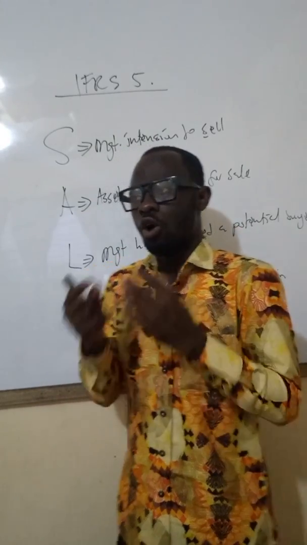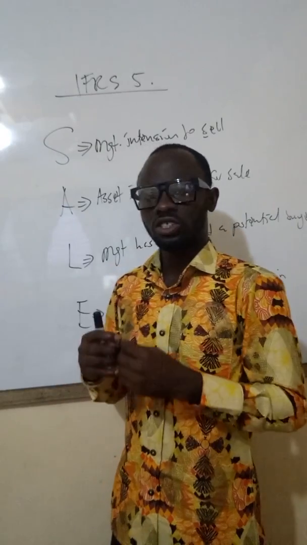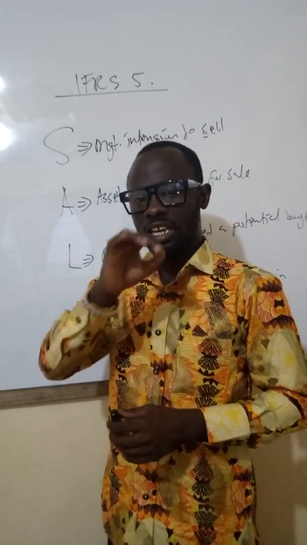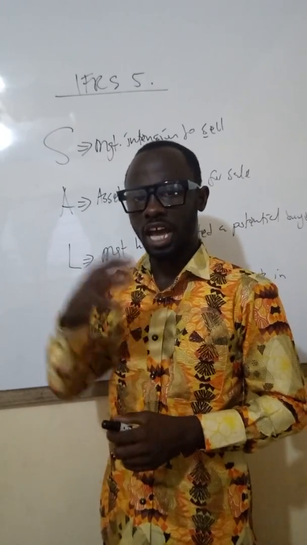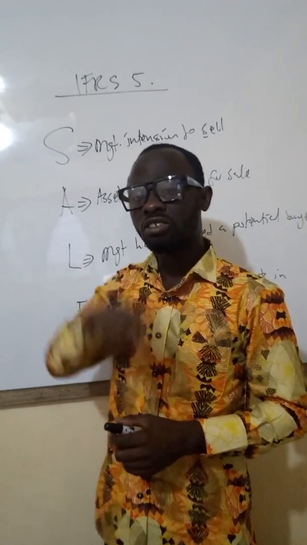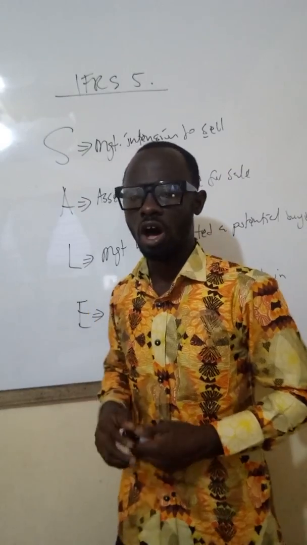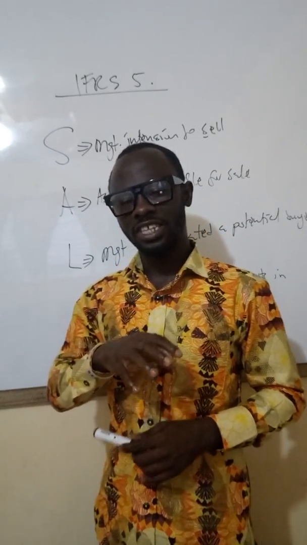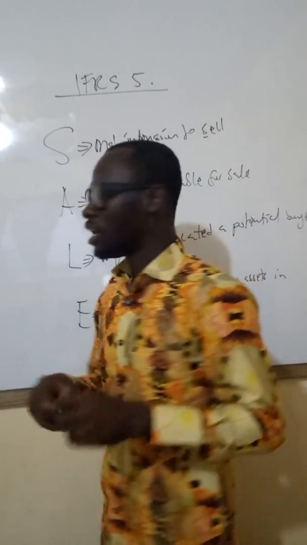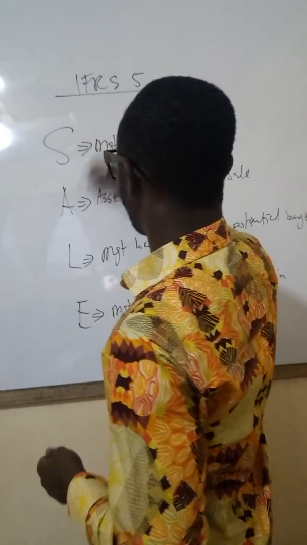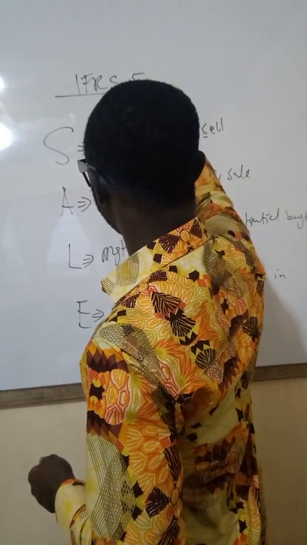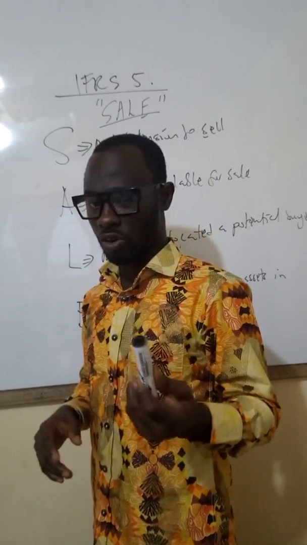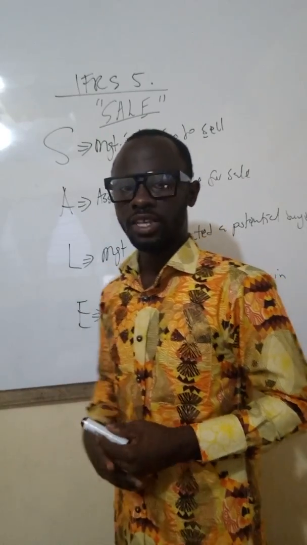So what is the recognition criteria for assets held for sale and discontinued operation? In other words, what should be present before we can conclude that this asset qualifies to be accounted for as held for sale or discontinued operation? The recognition criteria can be remembered using the acronym SEL.